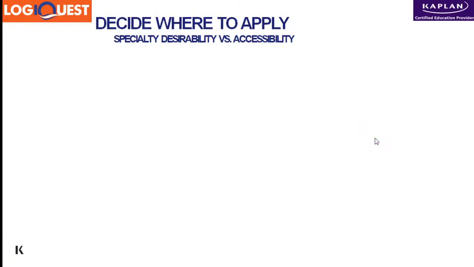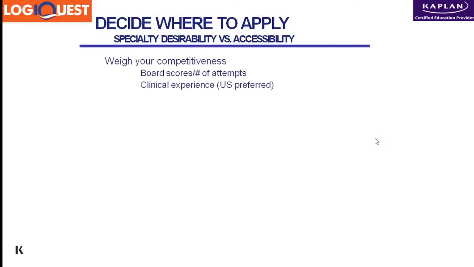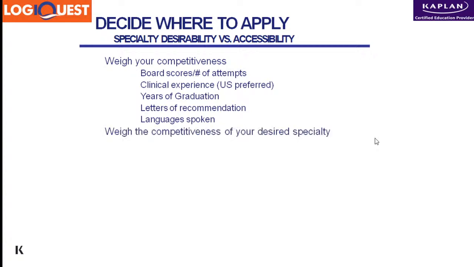Right, now choose your programs wisely. What you need to do is check the weightage of your entire profile, where competitiveness, board scores versus the number of attempts, your clinical experience, the years of graduation, letters of recommendation, languages that you have spoken, extra languages that you've learned. And also weigh the competitiveness of your desired specialty. Evaluate the relative competitiveness of the geographic location. So let's say you want to get into Nevada, or you want to get into the California area. Try to look into the geographical location as well.